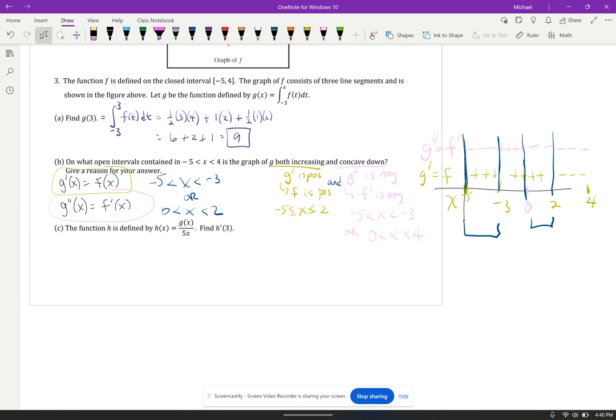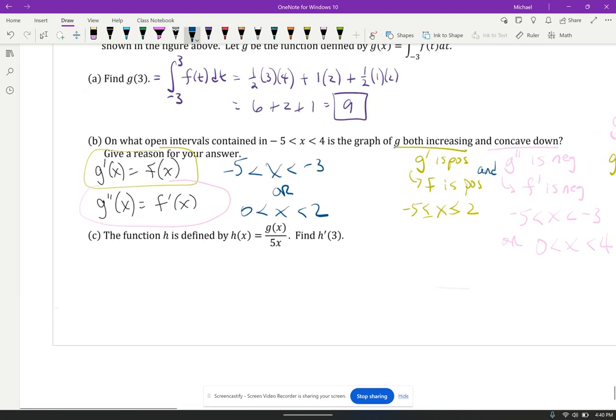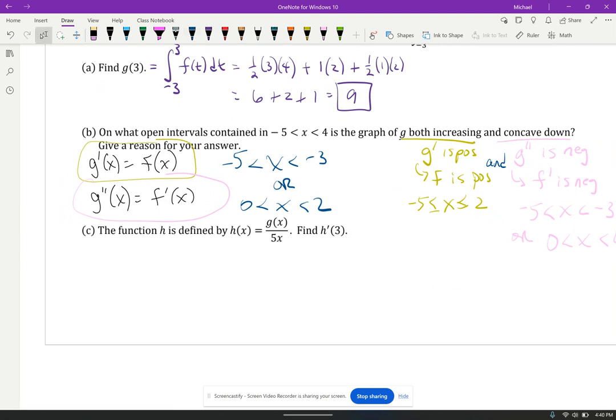Again, it's probably easier to visualize if you use the sign chart, and we can find the place where both of these things happen. And then lastly, the function h is defined by this. Can you find h prime of 3? Well, if I'm looking for h prime, really I'm just doing a quotient rule. So anybody can do the quotient rule, right? You remember the quotient rule. Take the derivative of the top times the bottom minus the derivative of the bottom times the top, all over the bottom squared.